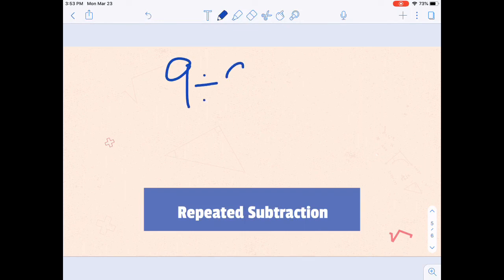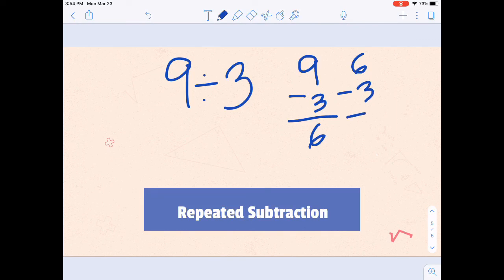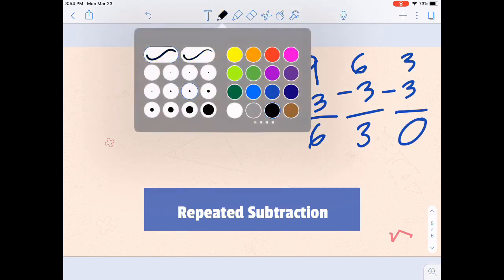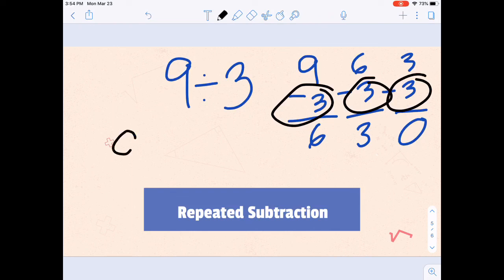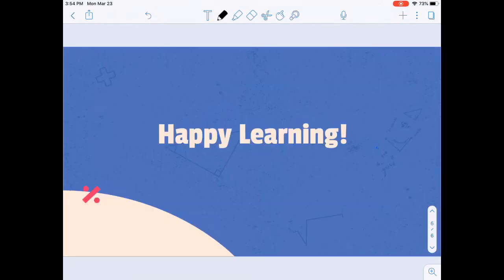let's say I have 9 divided by 3. I'm going to do 9 minus 3 to get 6. Then I'm going to do 6 minus 3 to get 3. And then I'm going to do 3 minus 3 to get 0. Now I want to count how many times I subtracted 3. I have 1, 2, 3. So 9 divided by 3 equals 3.